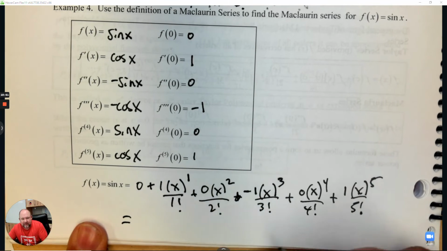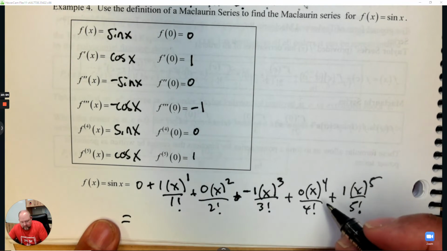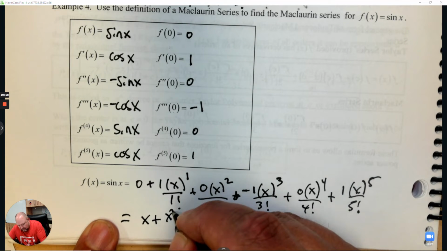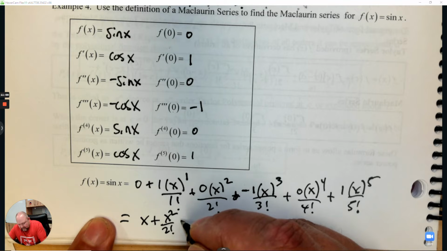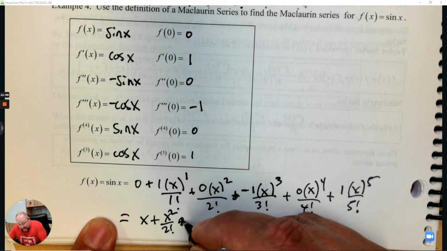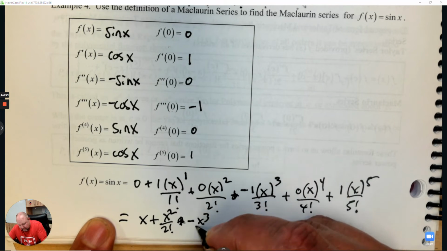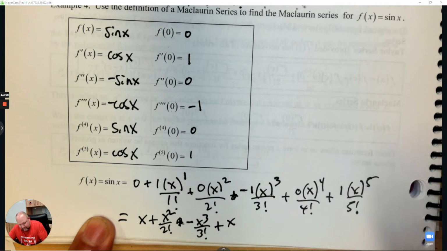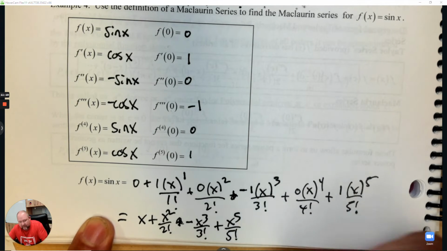So if I simplify it, we don't need the zeros. So it'd just be x. This would be negative x cubed over 3 factorial. That would be plus x to the 5th over 5 factorial, and so on.